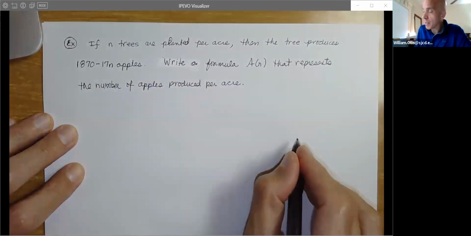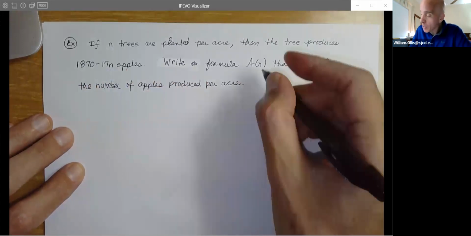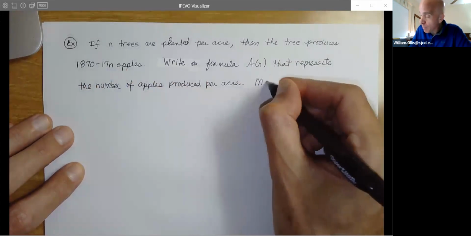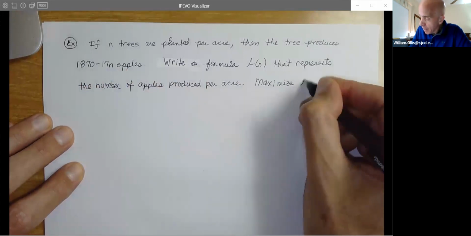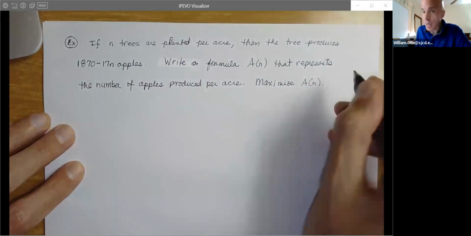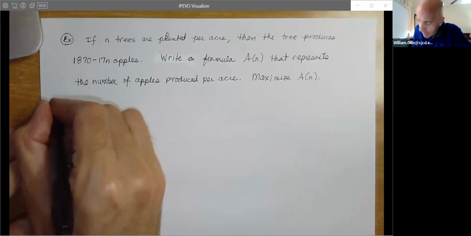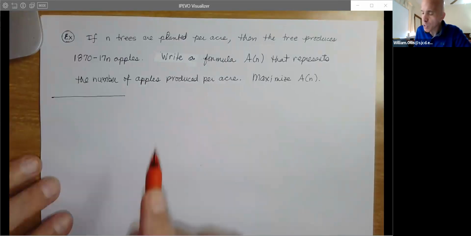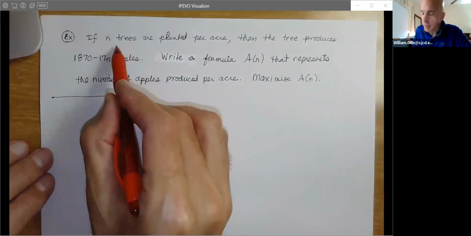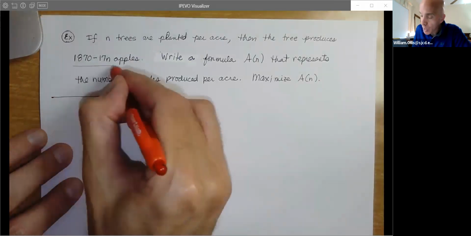So write a formula A of n that represents the number of apples produced per acre. And then I will say maximize A of n, just like we maximized the revenue in the last problem. So again, I've paraphrased the problem in WebAssign, so maybe you could think about this a little bit differently. If we plant some variable number of trees per acre, then the output per tree is this.